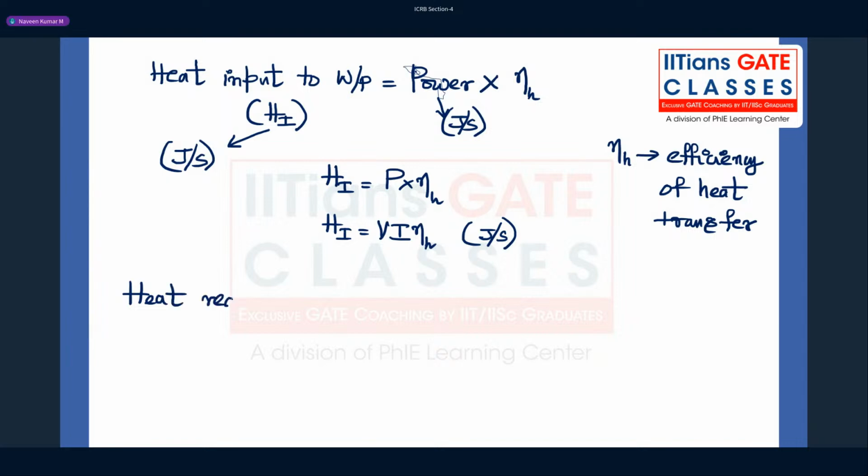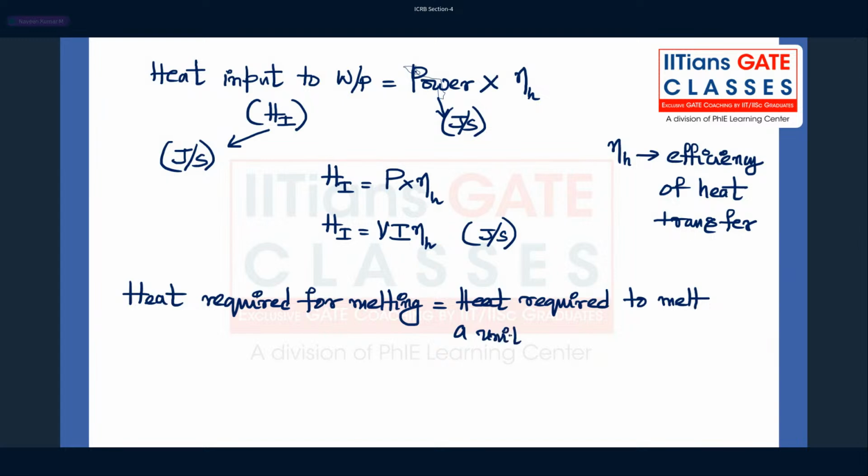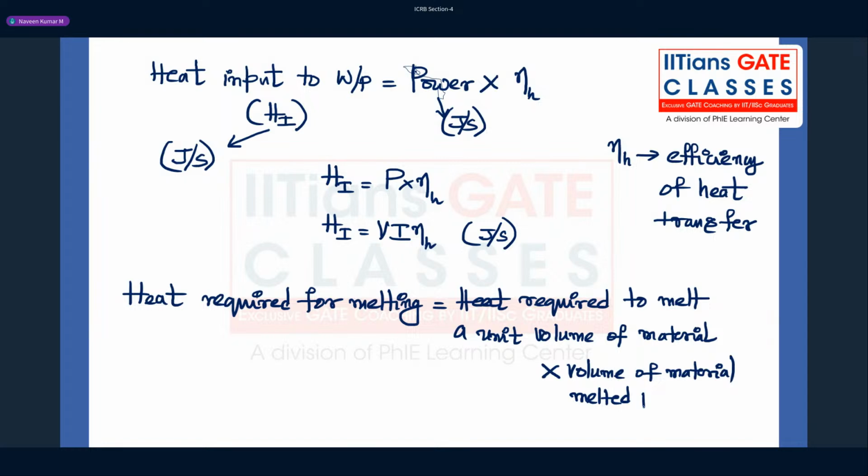Heat required for melting is equal to heat required to melt a unit volume of material into volume of material melted per unit time. This is very important, right?